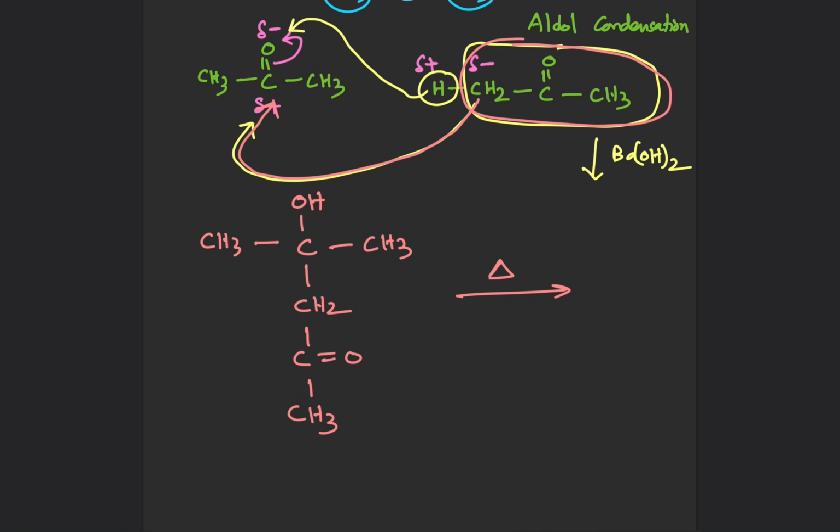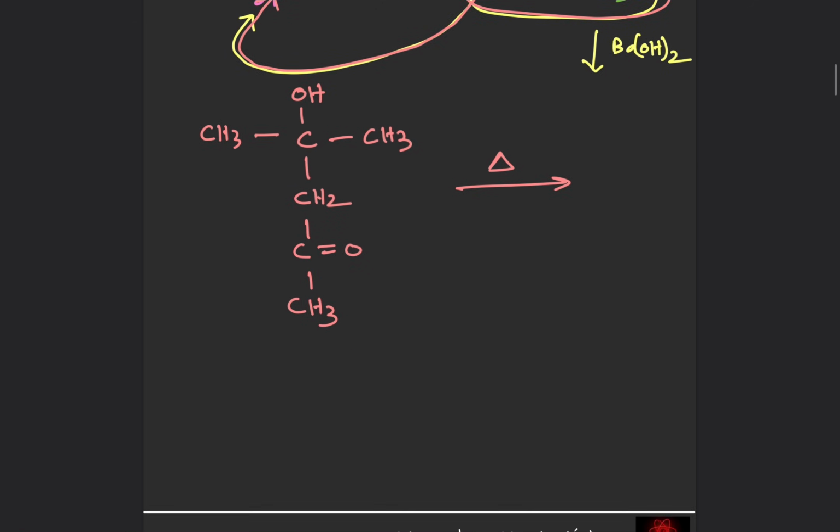So the aldol which is formed, that is this guy, undergoes dehydration, leading to the formation of an alpha beta unsaturated aldehyde or ketone. Very important. Whenever we heat the aldol, it undergoes dehydration to form an alpha beta unsaturated aldehyde or ketone.